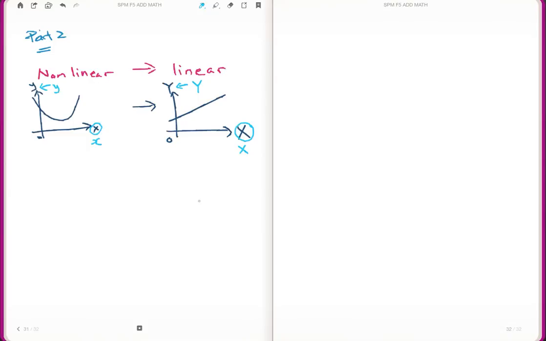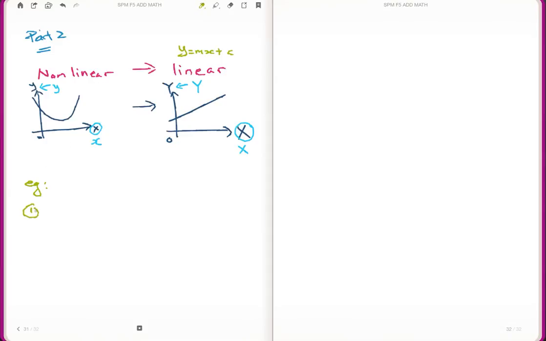Now, to start out with, first rule, what's the first rule? There's not much of a rule. Your main intention here is to convert non-linear to linear. Some practice exercise. Linear will be those with y equals mx plus c. Non-linear will be anything but this, y equals mx plus c.